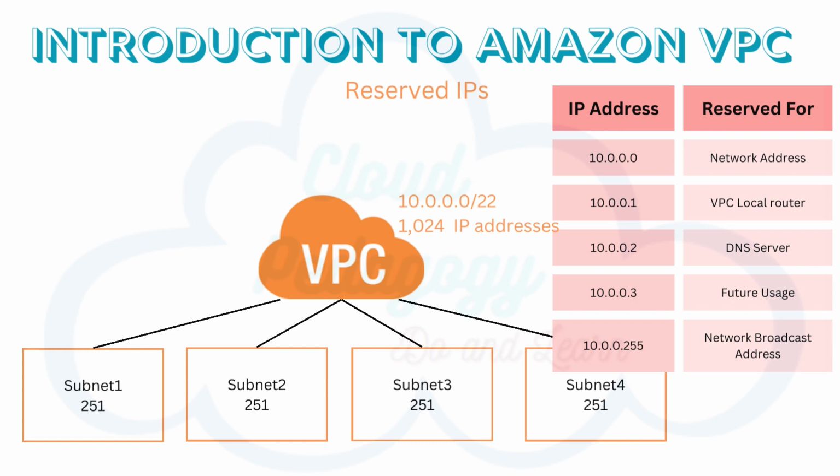A common starting place for those who are new to the cloud is to create a VPC with the IP range of /16 and create subnets with the IP range of /24. This provides a large amount of IP addresses to work with at both the VPC and subnet level.